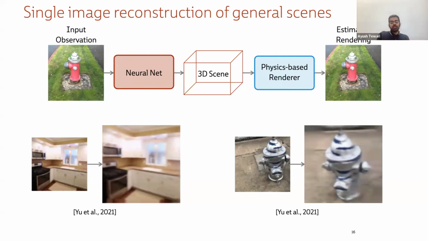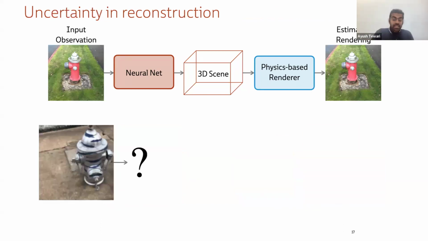We cannot really use it for any application like in robotics or graphics or anything. So what's really going on here? Why do we get these blurry results? The answer is uncertainty. If I show you an image and I ask you what the back of this fire hydrant looks like, do you think you will be able to correctly answer that question? And I believe the answer is no, I cannot at least.